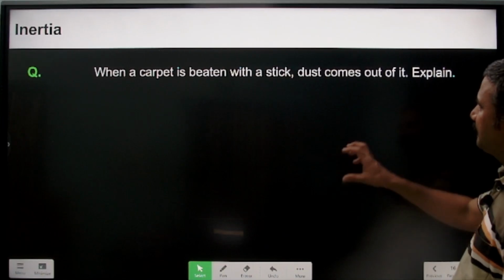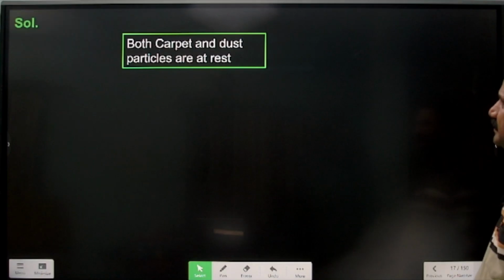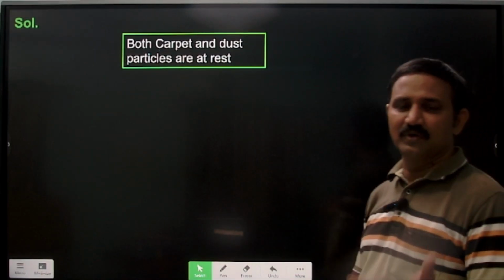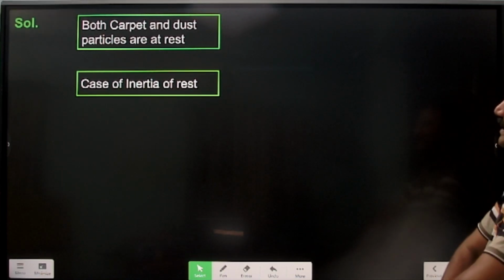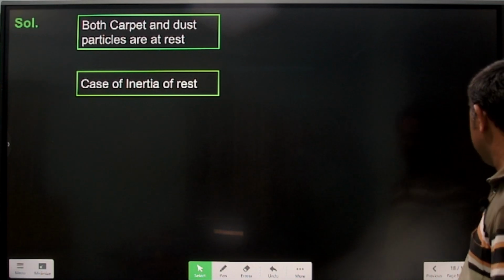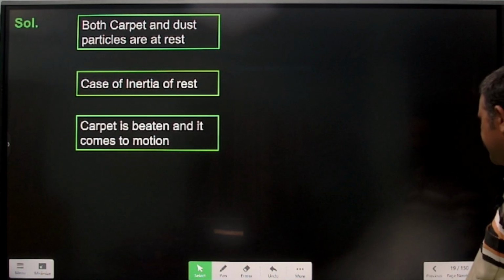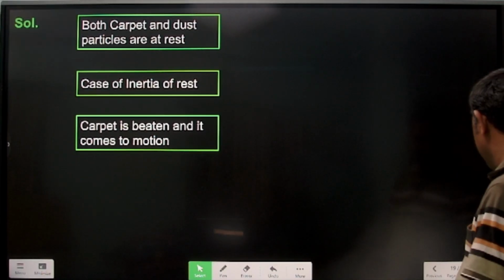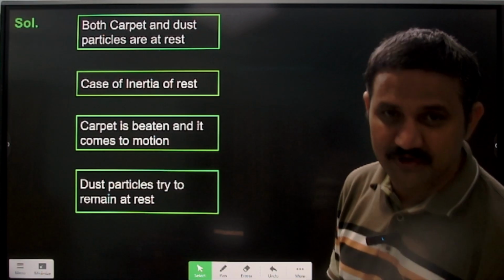Next, when a carpet is beaten with a stick, dust comes out of it. Explain. Initially both the carpet and the dust particles are at rest. Then the carpet is beaten and it comes into motion. The carpet is in motion, but the dust particles try to remain in their own position, that is, at rest.